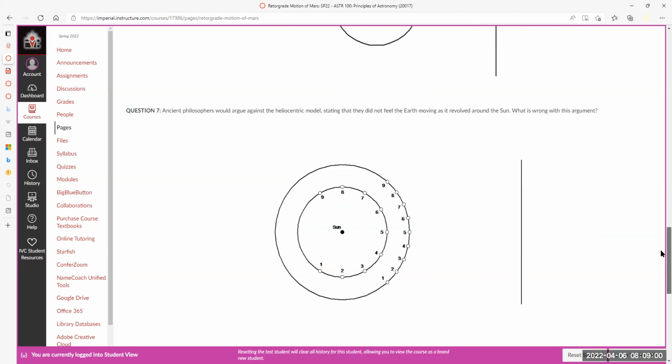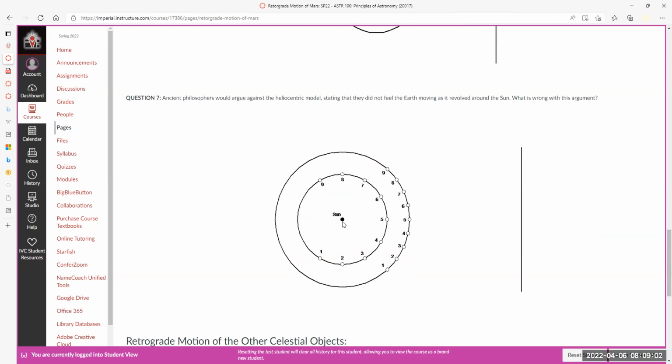Whereas in the heliocentric model, the sun is in the center of the solar system. Both the Earth and Mars orbit the sun, but they orbit at different rates, meaning that the Earth moves faster around the sun than Mars does, because of Kepler's third law.